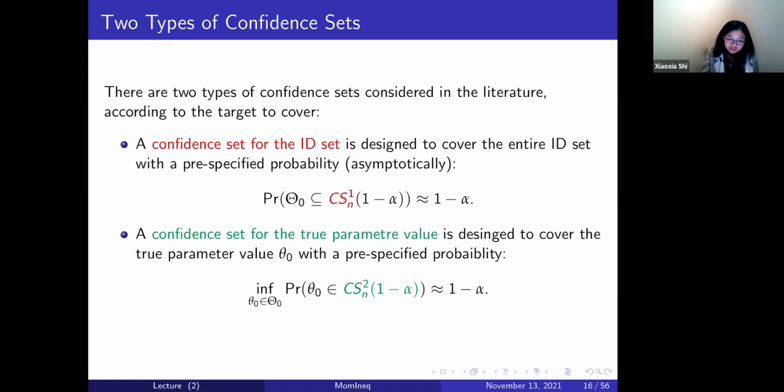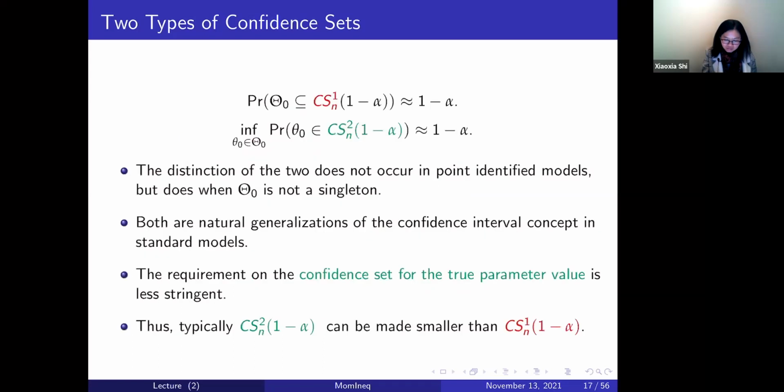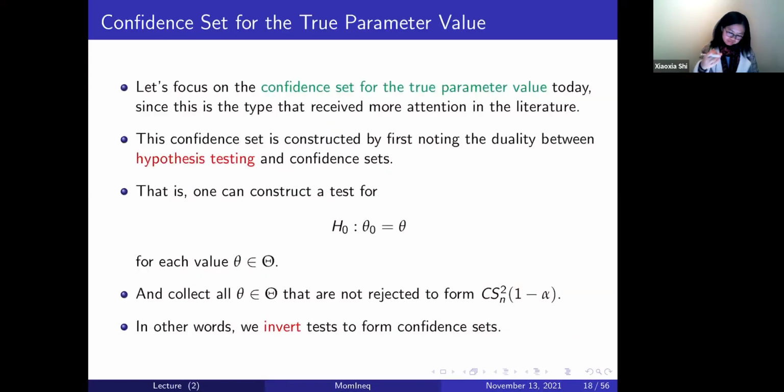Both are reasonable generalizations of the confidence sets in the point identified case. So both are natural generalizations. Conceptually, I don't think one is better than the other, but typically the one that aims at each point in the identified set is narrower and therefore is probably more welcome in practice if you don't want the bounds to be too large, okay? Let's focus on the confidence set for the true parameter values today, because that's the type that received more attention in the literature.